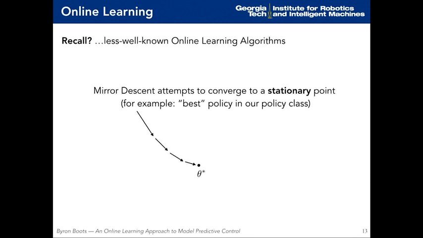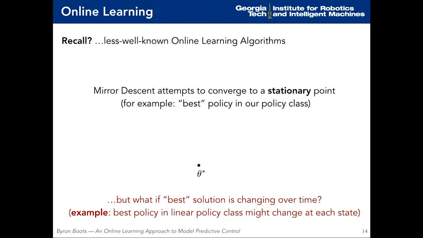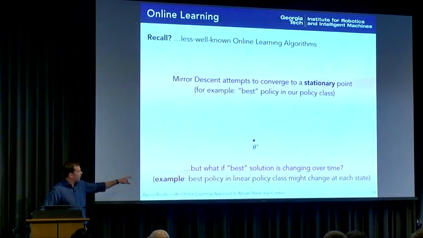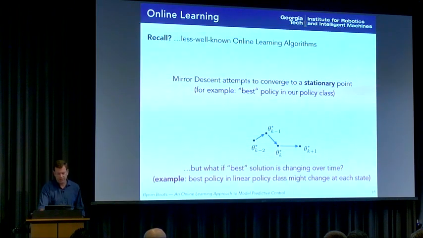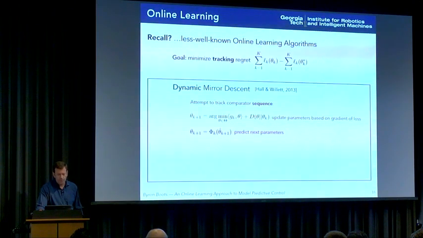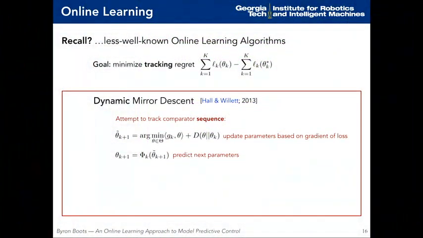But an interesting question is, what if your best solution is changing over time? For example, maybe I have this policy in a very simple policy class, and at every round, the best policy might be different for each state. We'll get to some details about that, but you can just imagine that the best policy is sort of changing something like this. So in this case, what we might want to do is attempt to minimize tracking regret. And we can do this with an algorithm called dynamic mirror descent.